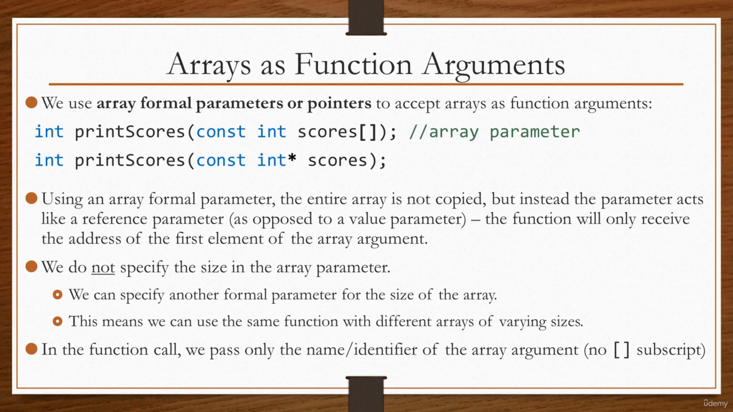Now using an array formal parameter, the entire array is not copied, but instead the parameter acts like a reference parameter as opposed to a value parameter. So the function will only receive the address of the first element of the array argument. We do not specify the size in the array parameter. We can specify another formal parameter for the size of the array, and this means that we can use the same function with different arrays of varying sizes. Another important thing here is that in the function call we pass only the name of the array, so that is without the subscript operator.